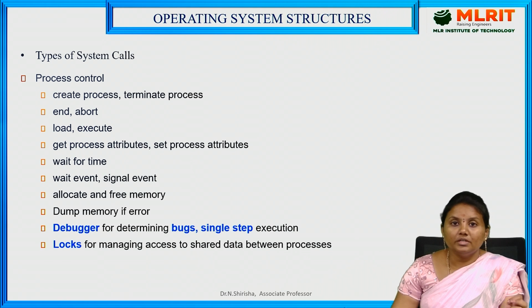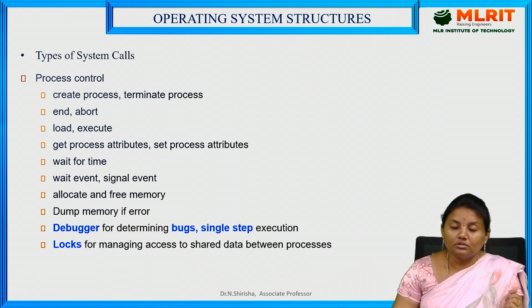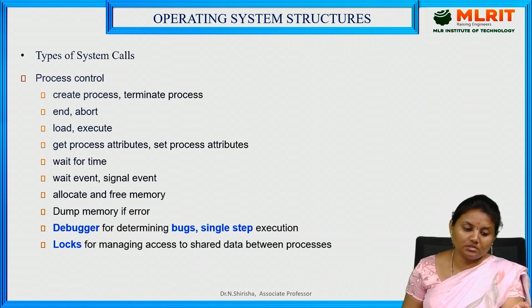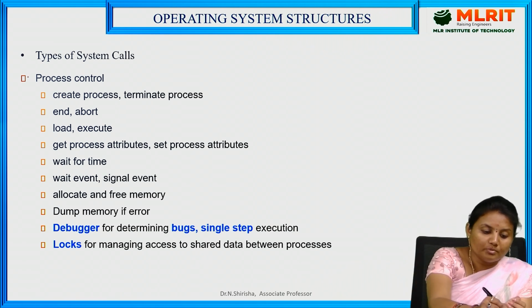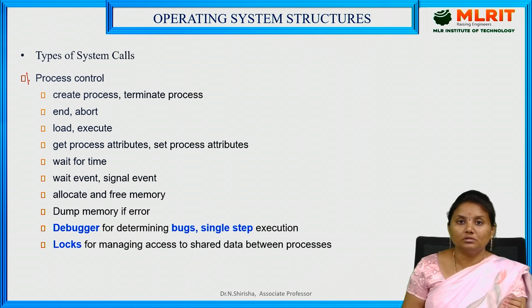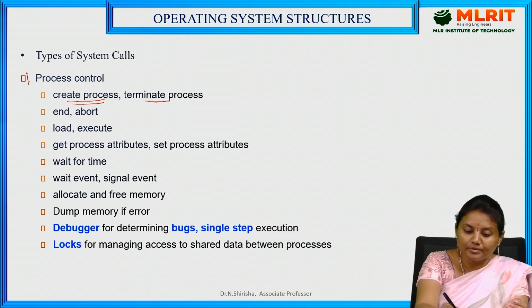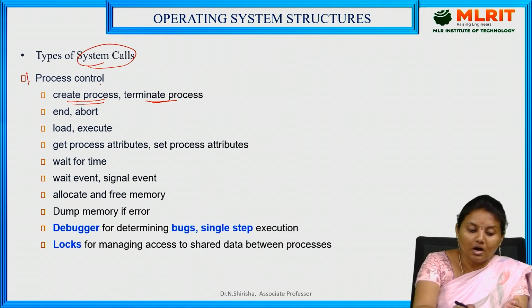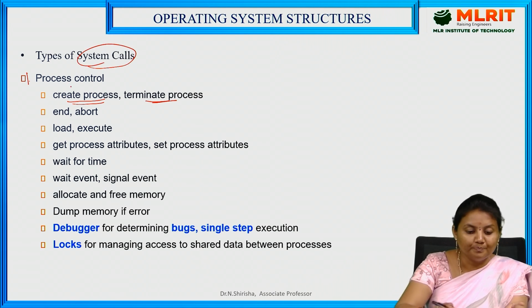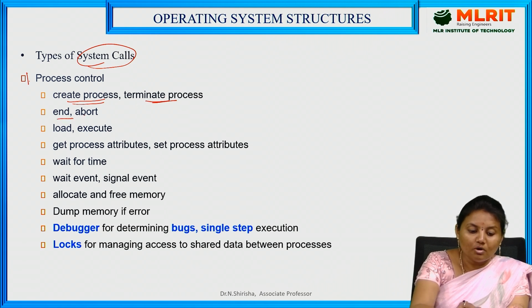Coming to the different types of system calls, we have to discuss these system calls with respect to 5 things. One is process control, and in process control, where are these system calls used? If you want to create a process or if you want to terminate a process, then you need to use a system call. So this is one as creation and the other is termination. And for end or abort signals, if you want to send them, you need to send a system call.